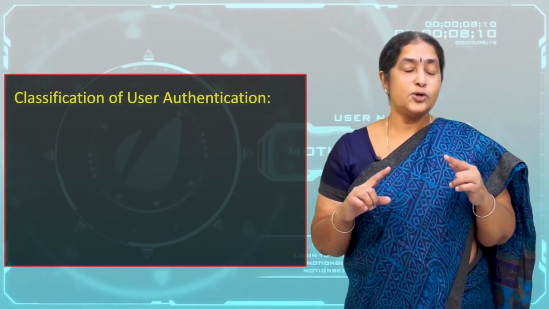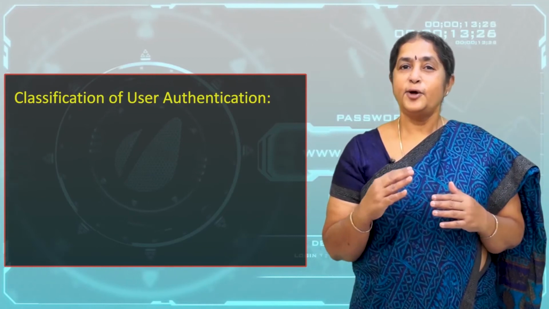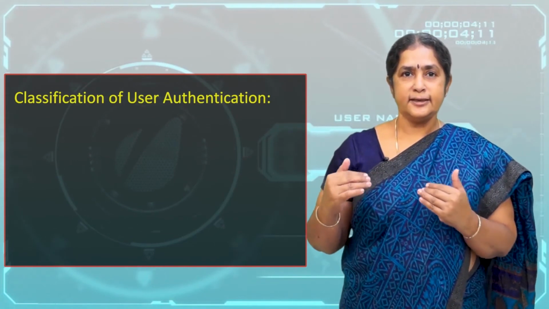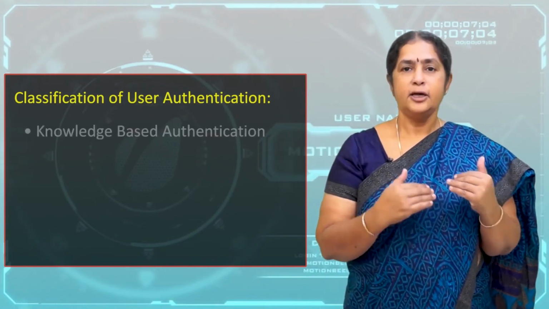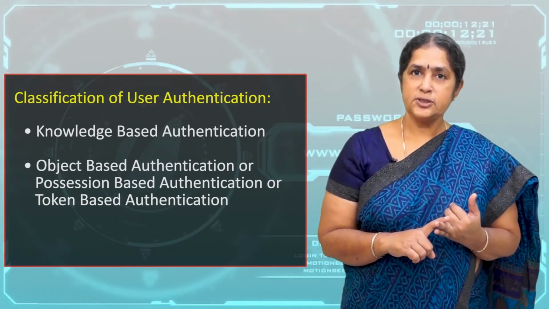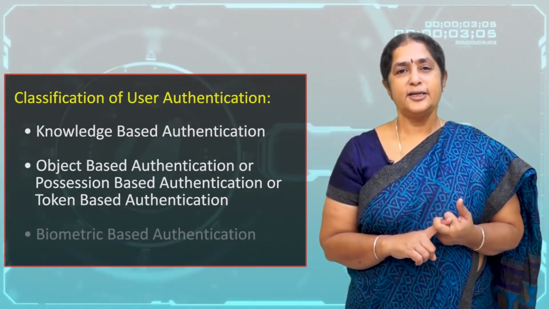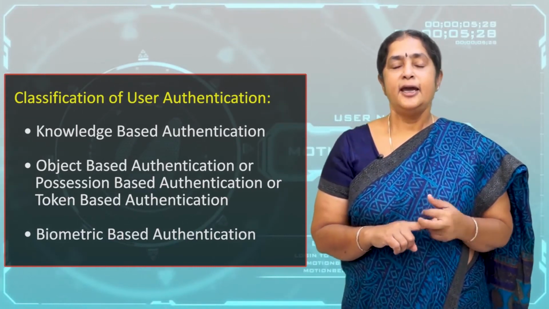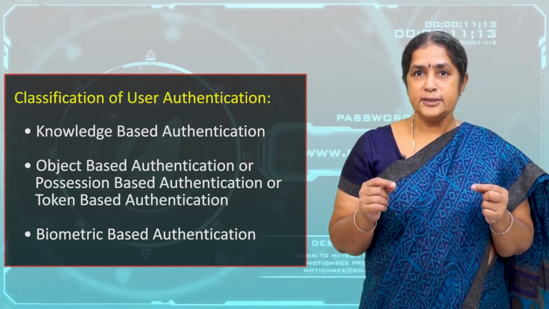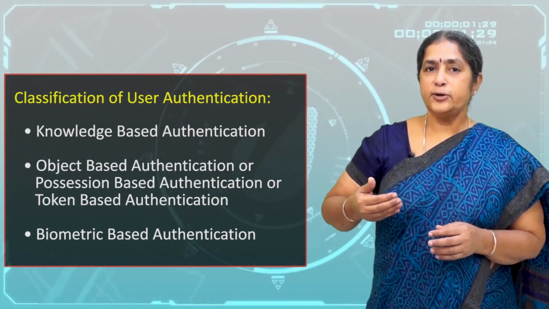In other words, based on authentication factors, the identity of a person is classified. Accordingly, user authentication is classified into three categories, namely, as we saw earlier, knowledge-based authentication, object-based or possession-based authentication, which is also known as token-based authentication, and the third one is biometric-based authentication. Among these authentication mechanisms, the biometric methods gain importance as the other two may be lost or forgotten. We'll see one after the other.